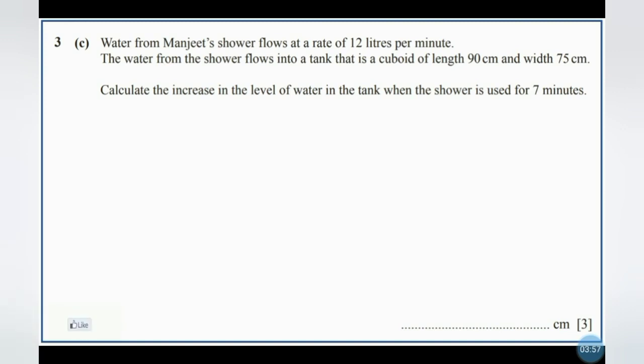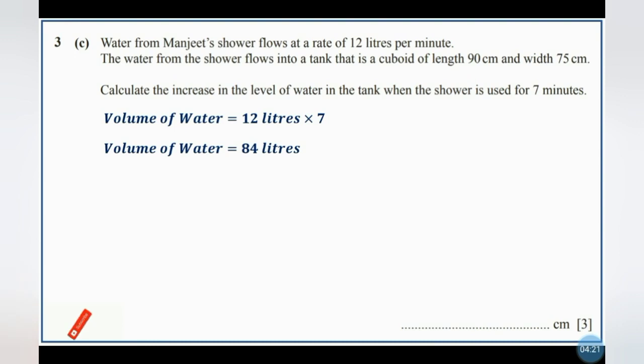So, you have to calculate first what will be the volume of the water. The volume of the water is 12 liters times 7, because the flow is 12 liters per minute and it runs for 7 minutes. So 12 liters times 7, you will get 84 liters of water.